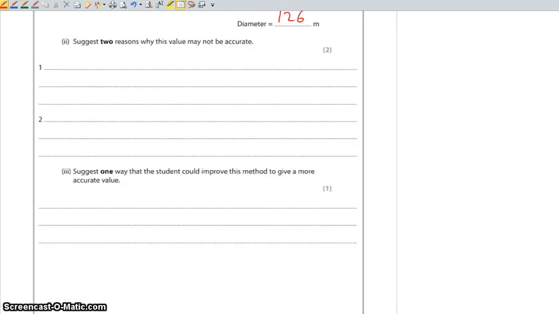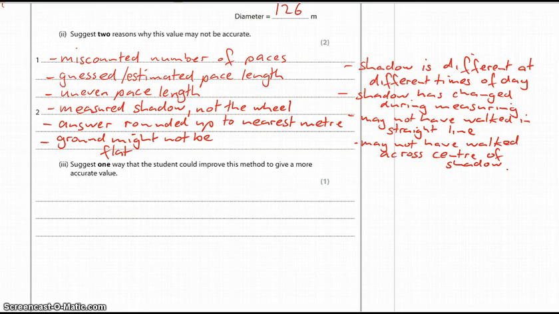Suggest two reasons why this value may not be accurate. There's a whole range of answers. I'm just going to list a few. Okay, so the possible reasons are: miscounted the number of paces, guessed or estimated the pace length, there was uneven pace length, measured the shadow, not the wheel, rounded the answers up to the nearest metre, the ground might not have been flat, the shadow is different at different times of day, the shadow changed during measuring, may not have walked in a straight line, may not have walked across the centre of the shadow.